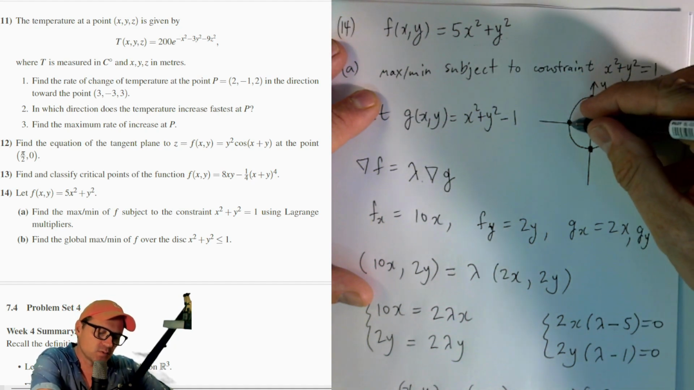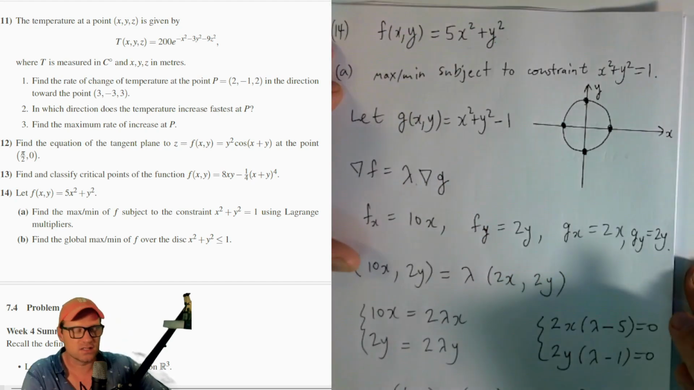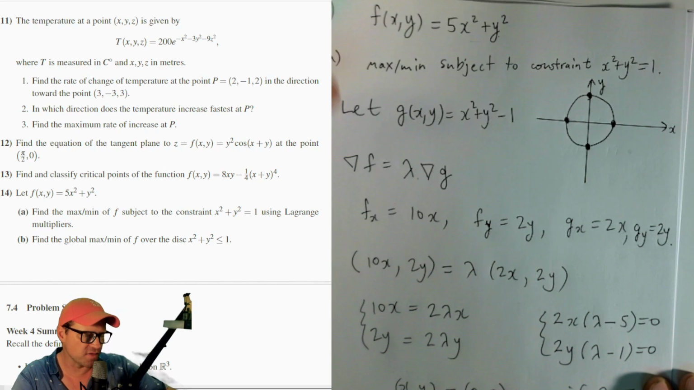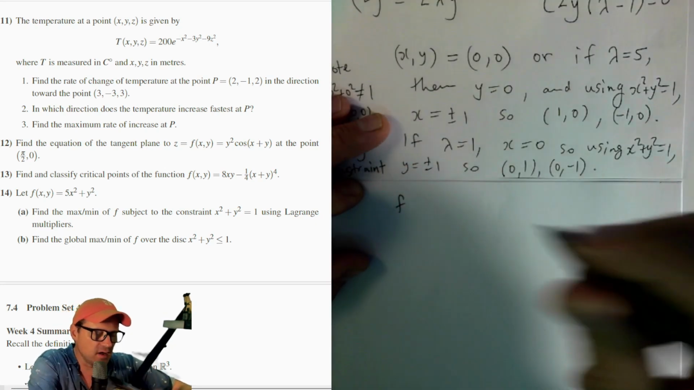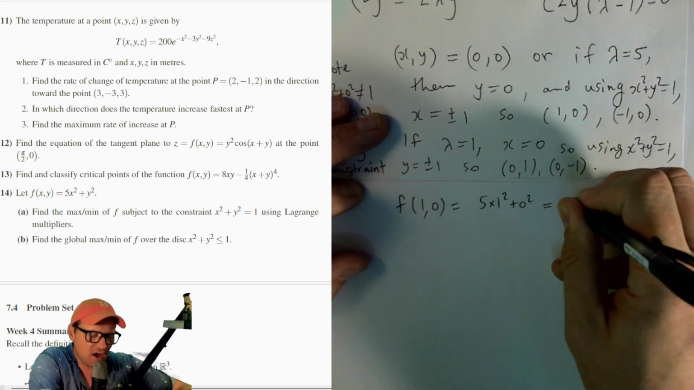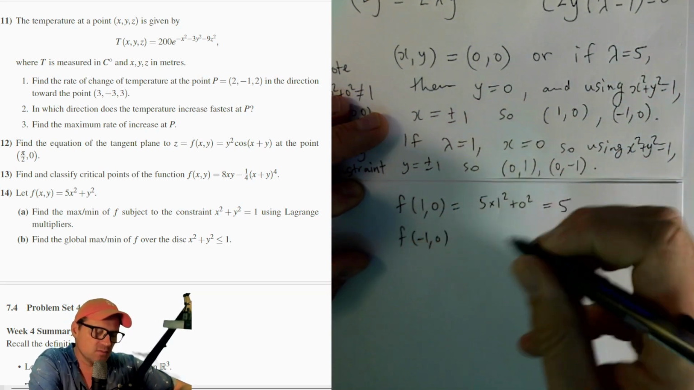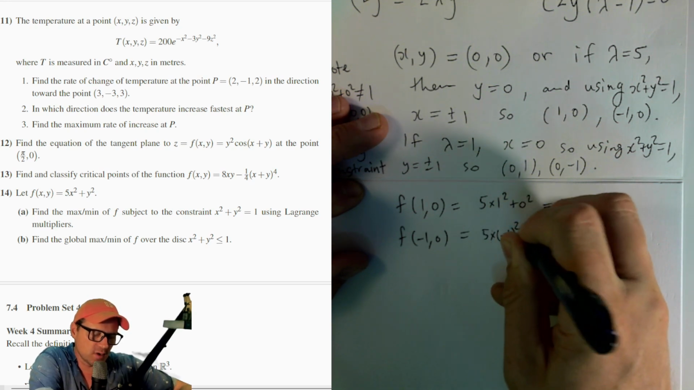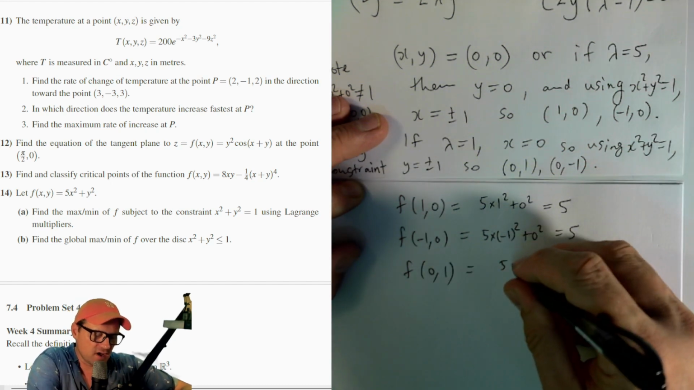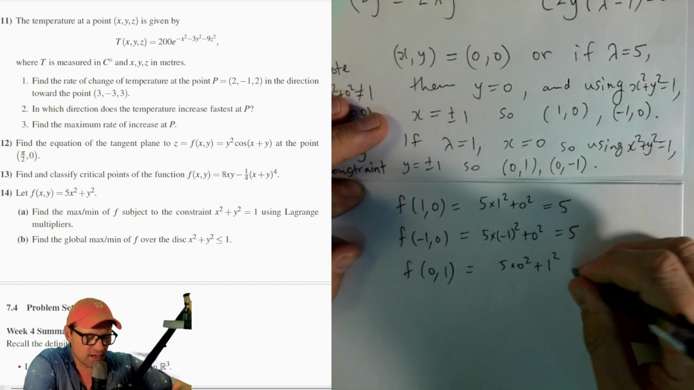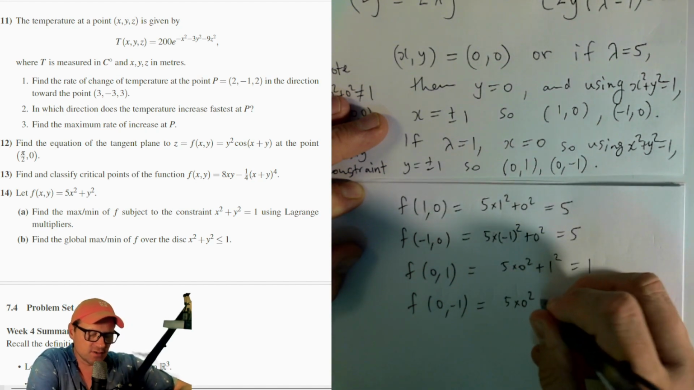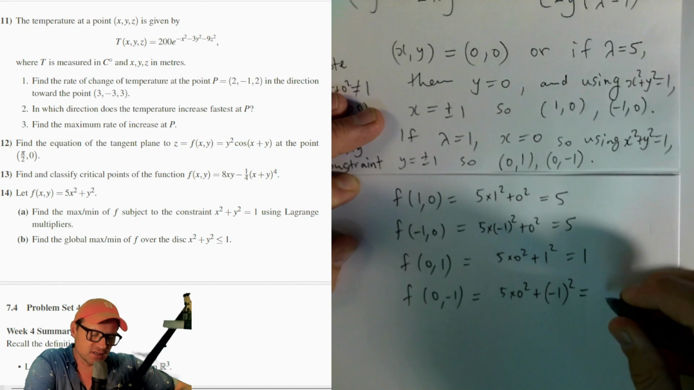Okay, now at these points, we could have f being a max or a min. So what we want to do here is sub those points into f to find out whether we have a max or a min. So f of (1, 0) is 5 times 1 squared plus 0 squared, which is 5. f of (-1, 0) is 5 times (-1) squared plus 0 squared, also 5. f of (0, 1) is 5 times 0 squared plus 1 squared, which is 1. f of (0, -1) is 5 times 0 squared plus (-1) squared, which is 1.